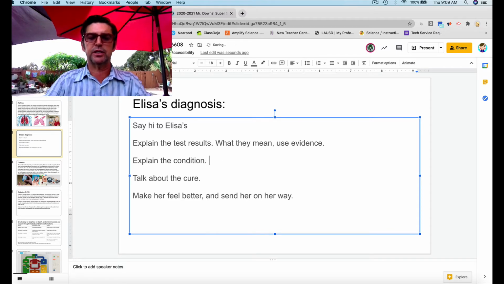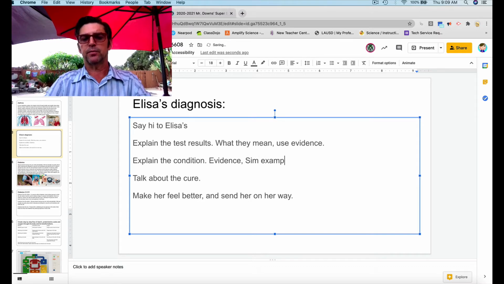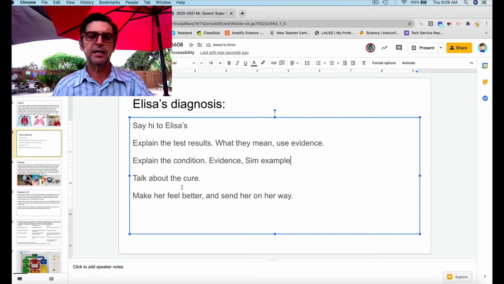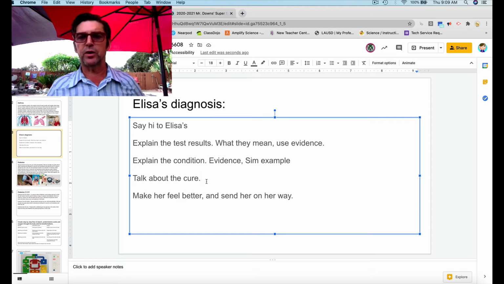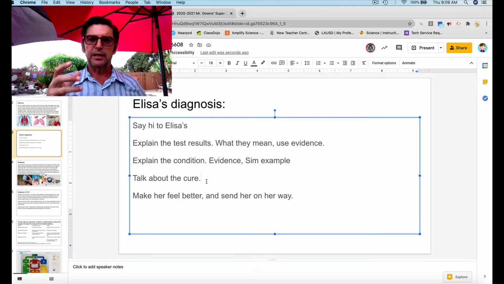Explain the condition. Once again, you're going to use evidence. Where did you get it? Maybe one of your quotes from the article. Maybe another sim example on how the oxygen is not getting in. And then you're going to talk about the cure, and you should know that from the articles. The cure for asthma is you have to have an inhaler that helps open your airways. The cure for diabetes is there's different ways to get insulin into her blood system to solve that problem.